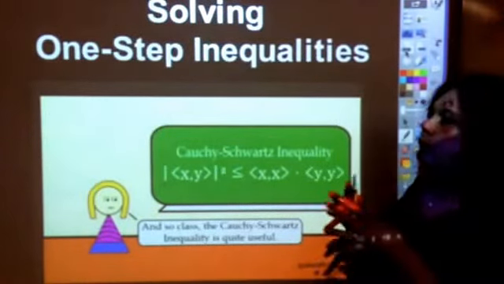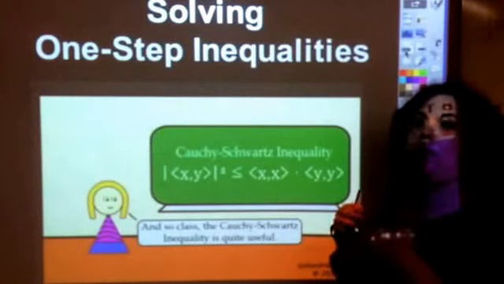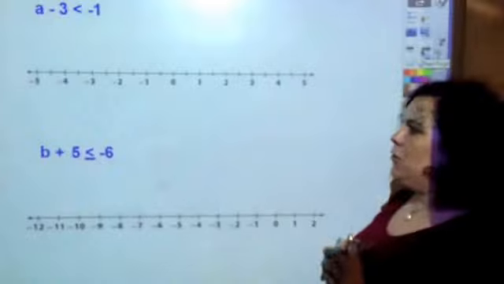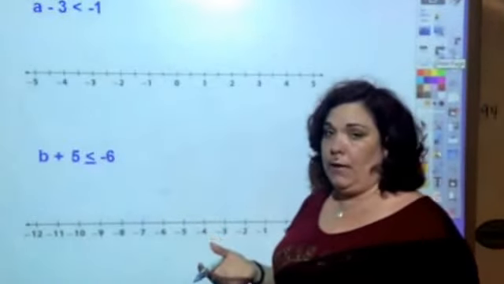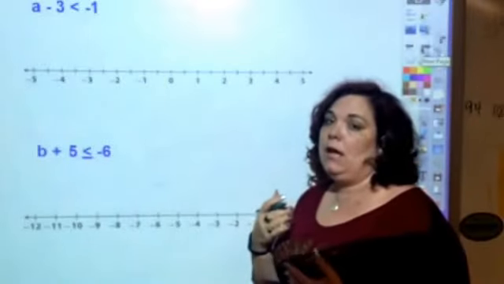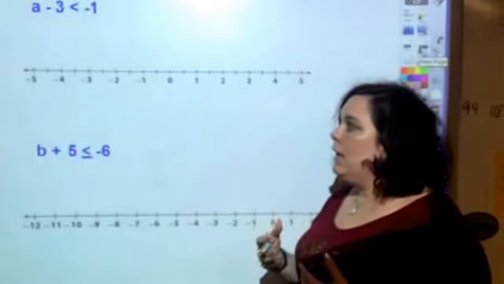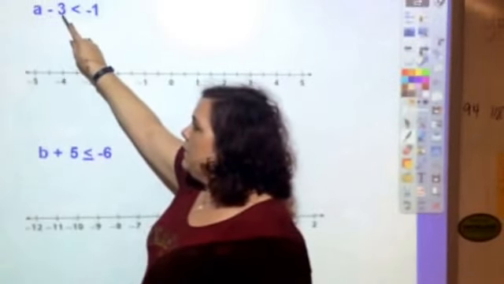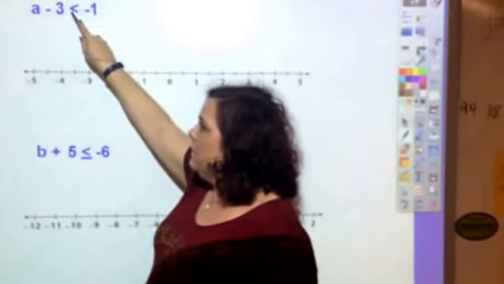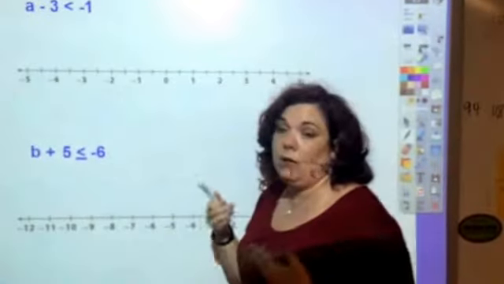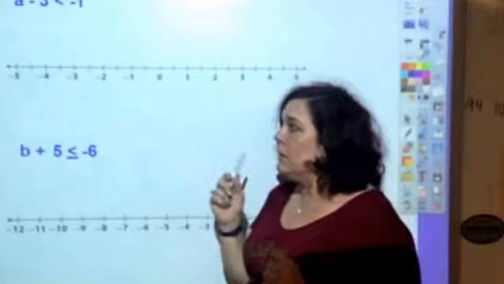Okay, so let's do a review of solving one-step inequalities. In a one-step inequality, you're just going to have one operation. You're going to have numbers and variables, one operation, and an inequality sign. The way that you would read this is a, take away 3, is less than -1. To solve this, you solve it just like an equation, but you have the inequality sign.